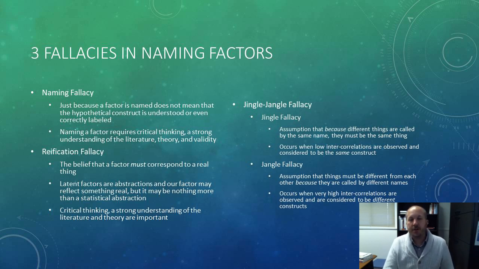The second common fallacy is the reification fallacy. So the reification fallacy is all about the belief that a factor must correspond to something out in the real world, where in fact a lot of these latent constructs are really abstract concepts that may not actually exist per se in the real world. Latent factors are abstractions, and our factor may reflect something real, but it also may be nothing more than a statistical abstraction. So it's really important to understand that just because we find it doesn't mean it exists in the real world.